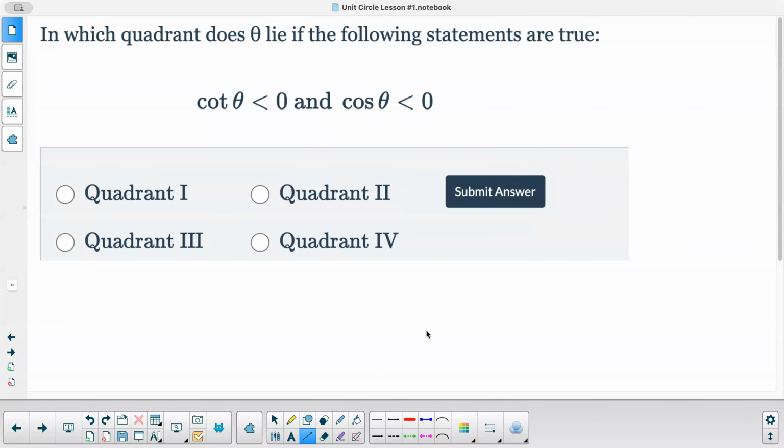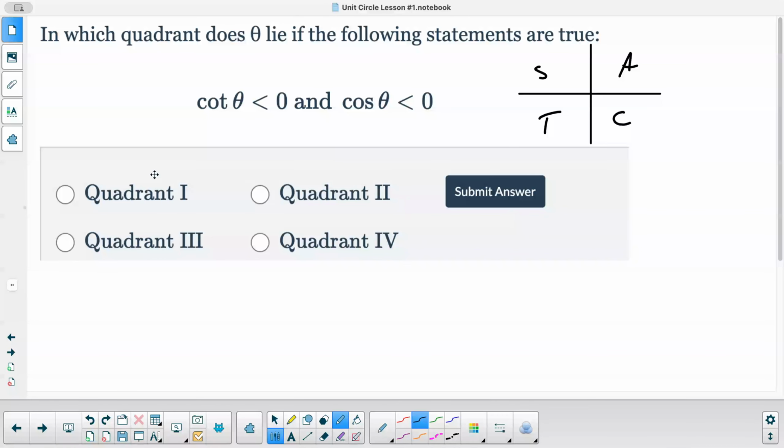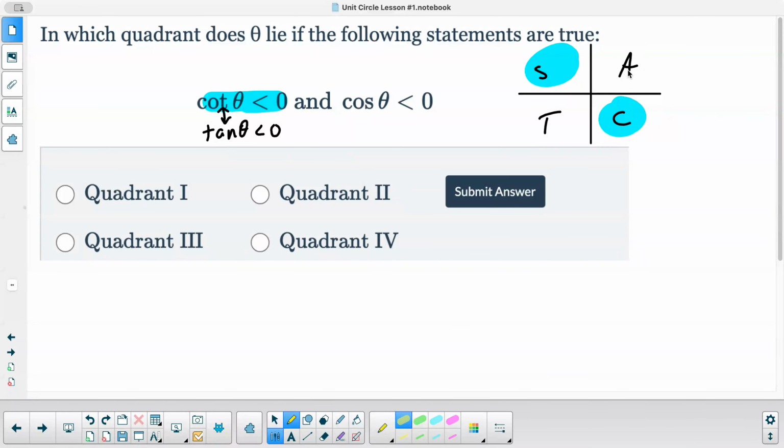So I'll do the same technique here. I'm just going to draw my quadrants here. I'm going to go all students take calculus. So cotangent is going to be the same as tangent. You could just think of it like tangent theta less than 0. So I'm going to look here. Tangent is positive in these two. So these are the ones where tangent's negative, or cotangent. Cosine negative is these two where it's positive. So cosine's negative in these two. Therefore, this is my overlap section, quadrant 2.